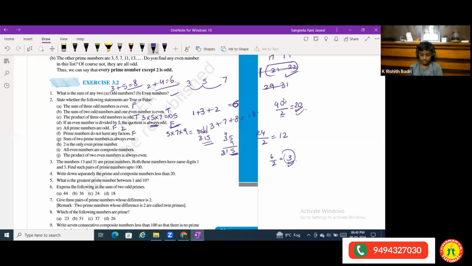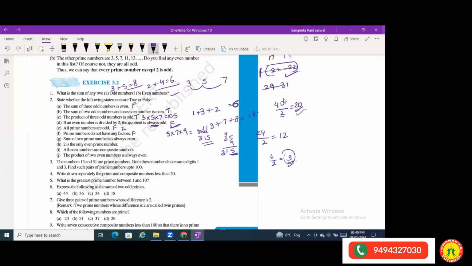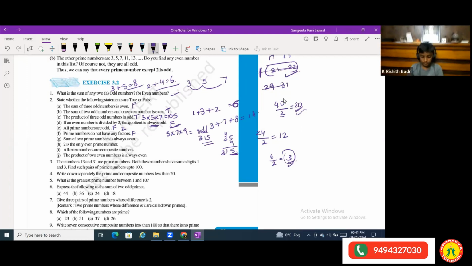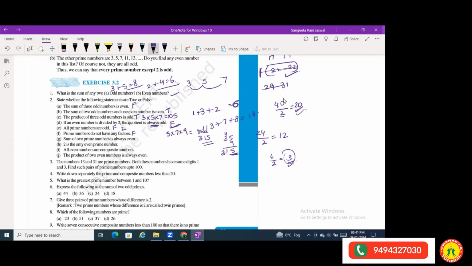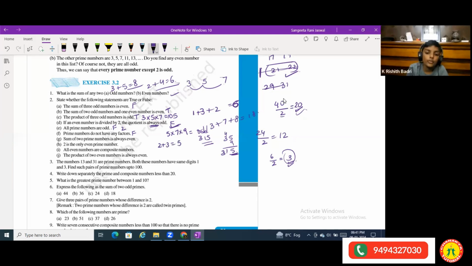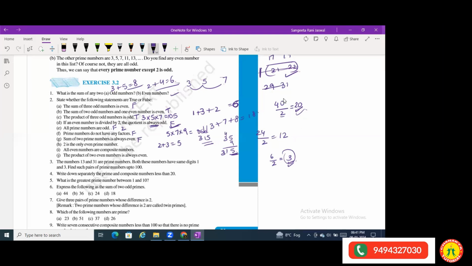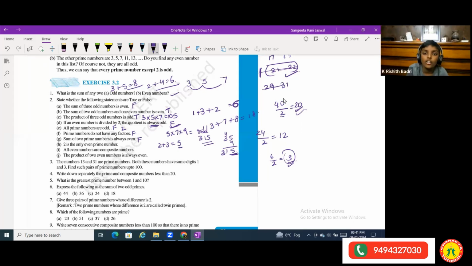Yes. Okay. Now next is: the sum of two prime numbers is always even. Is it? True, ma'am. We can take 2 plus 3 is 5, or 5 plus 7 is 12. No, not always. Because I'm getting 2 plus 3 is 5, and 5 is not even, but 2 and 3 are prime.